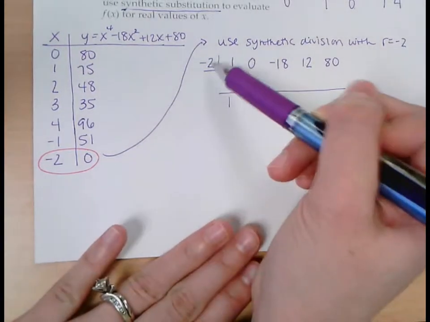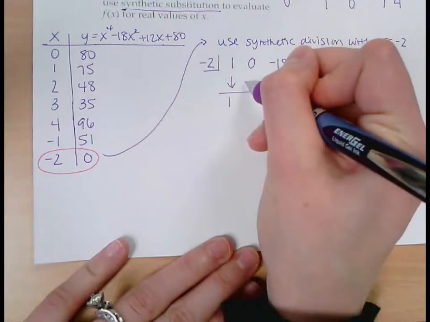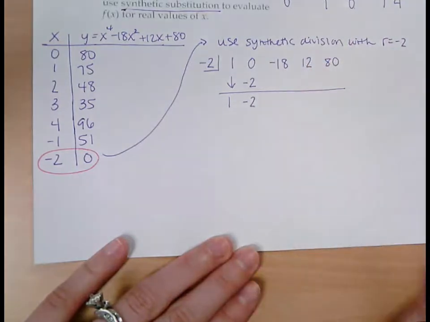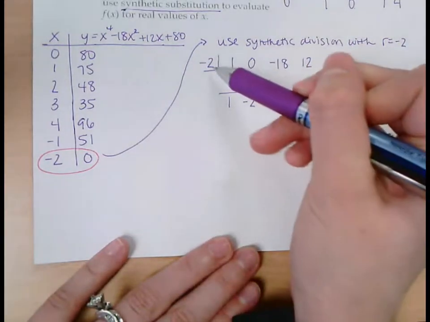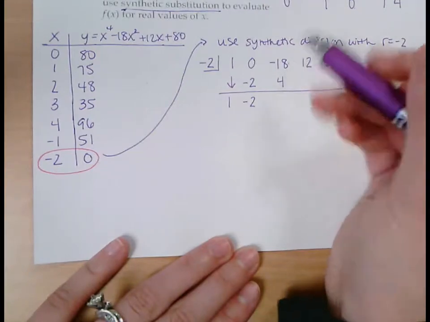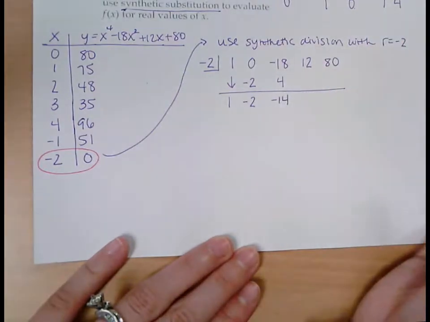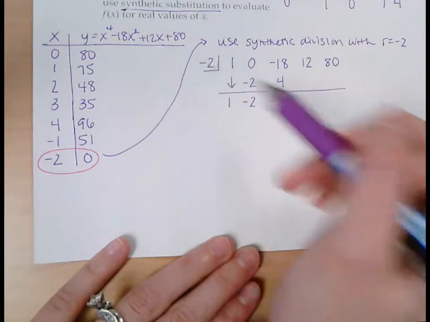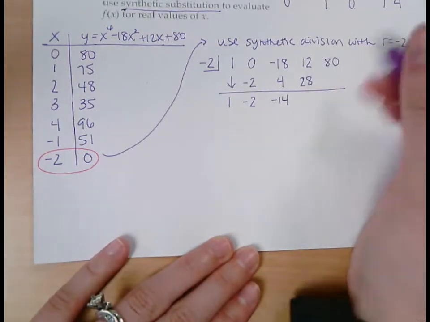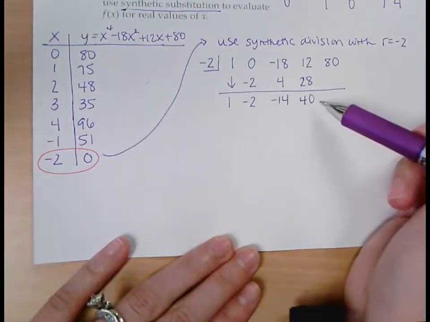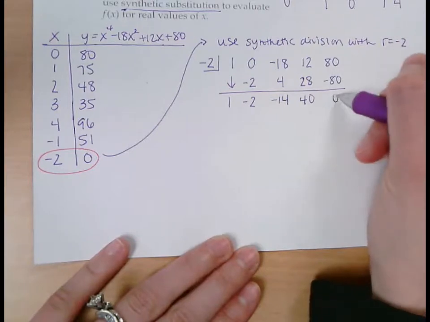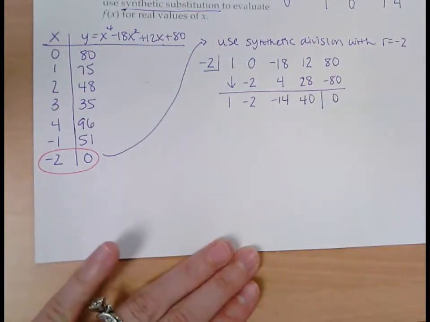So 1 times -2 is -2. Plus 0 is -2. -2 times -2 is +4. Plus -18 is -14. -14 times -2 is +28. 28 plus 12 is 40. 40 times -2 is -80. Plus 80 is 0, and 0 is the remainder.